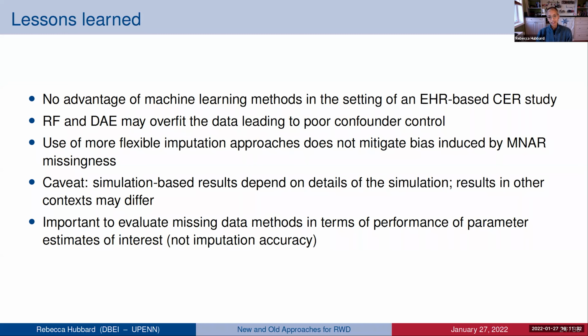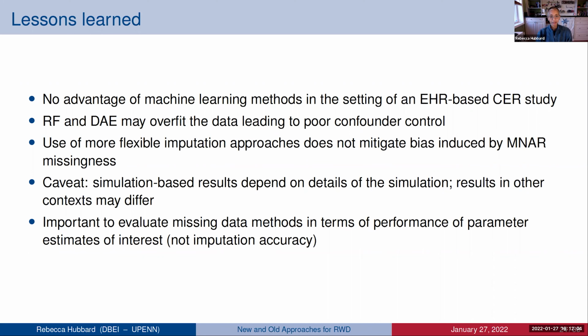And we think the denoising autoencoder in particular is so flexible that in the observed data, it's just tailoring the predictions to that data set really, really well, essentially overfitting the data and leading to poorer prediction in the observations with missingness. So we found that the machine learning methods didn't help. They actually seem to hurt under missing at random missingness. The use of the more flexible imputation approaches did not mitigate bias induced under MNAR missingness.